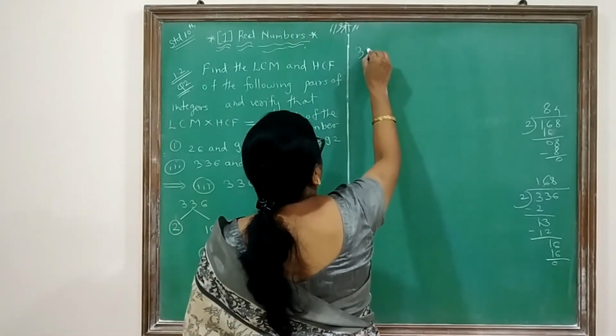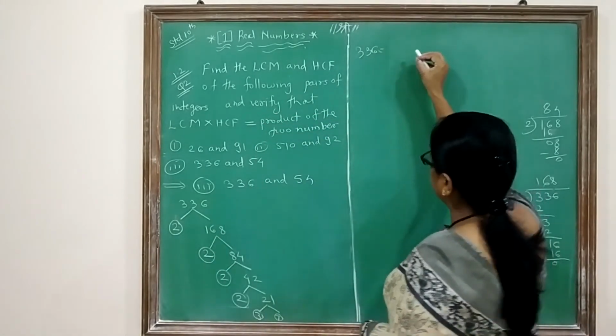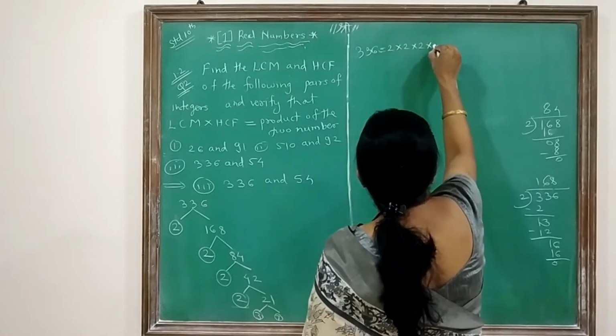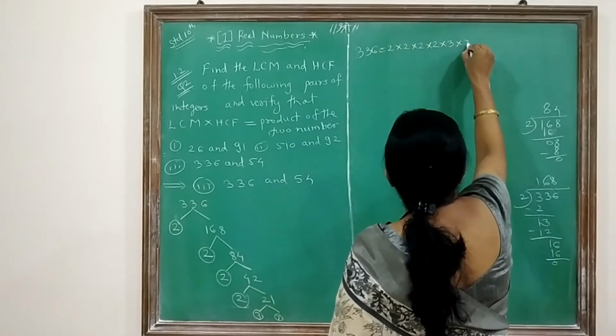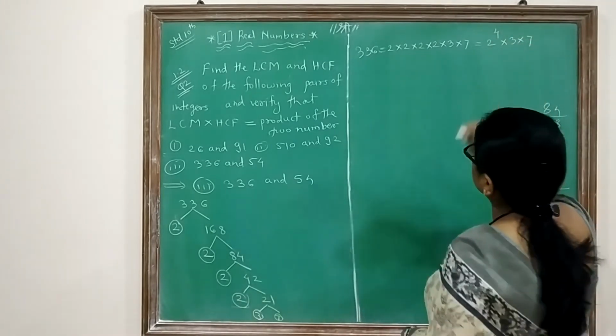Then you will write 336 equal to how many times 2? 4 times. Then 2 into 2 into 2 into 2 into 3 into 7 is 2 raised to 4 into 3 into 7.